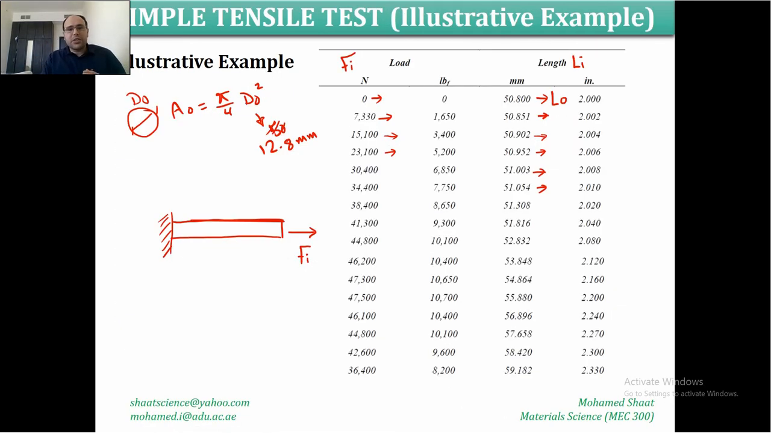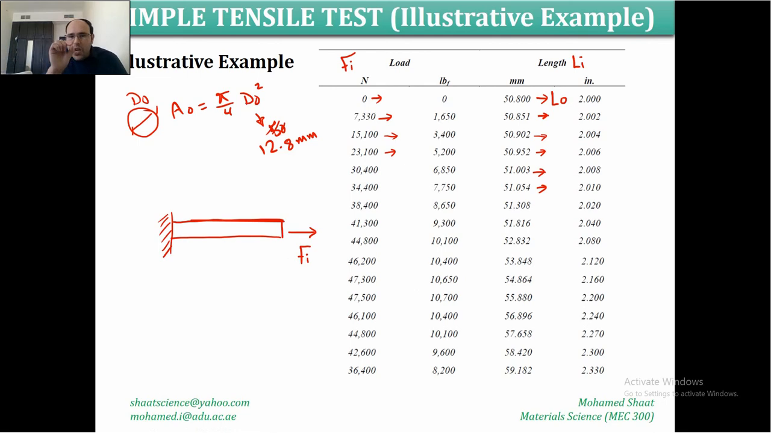So what does it mean? It means that as the length of the material increases, the diameter of the material should be decreasing. Or at least it should be changing, whether increasing or decreasing. But as I said, and conventionally, it should be decreasing.